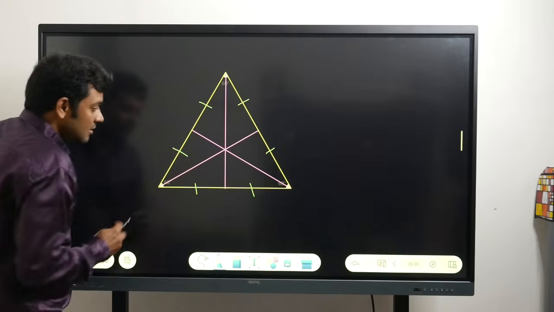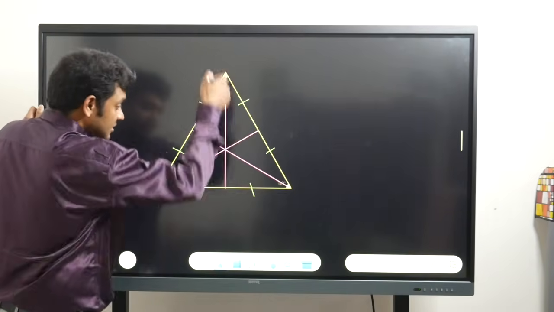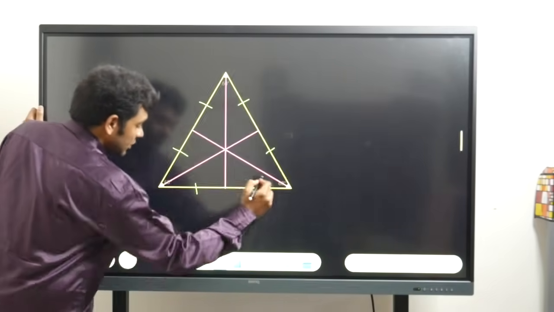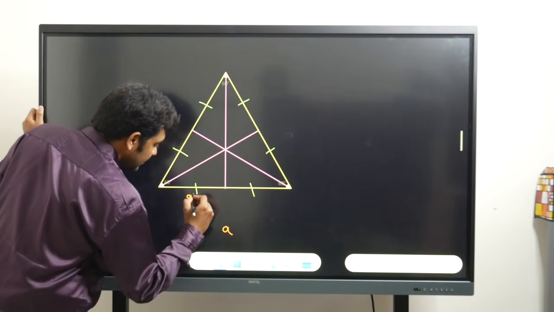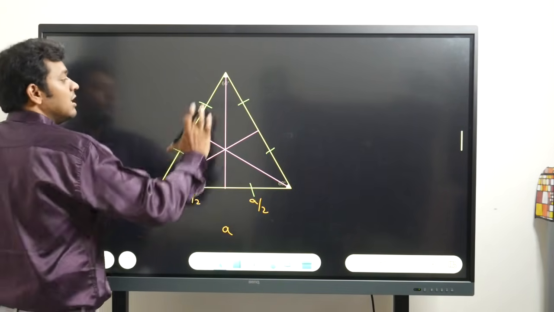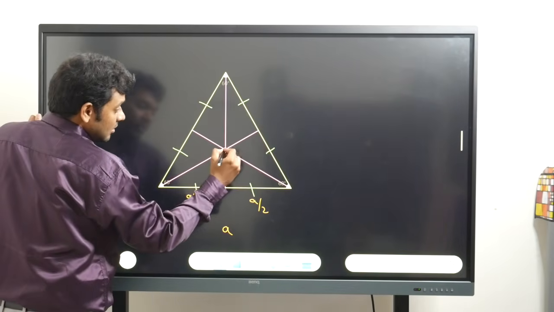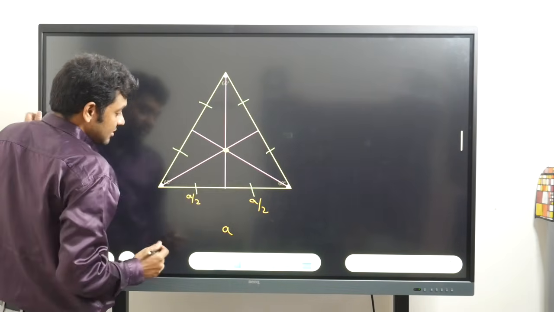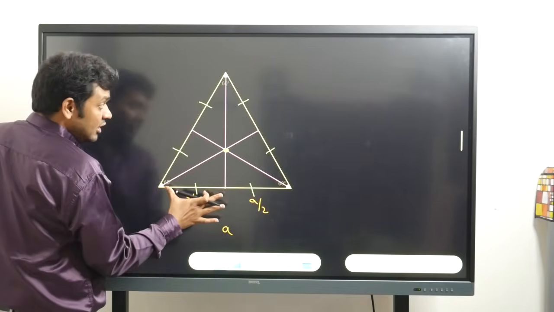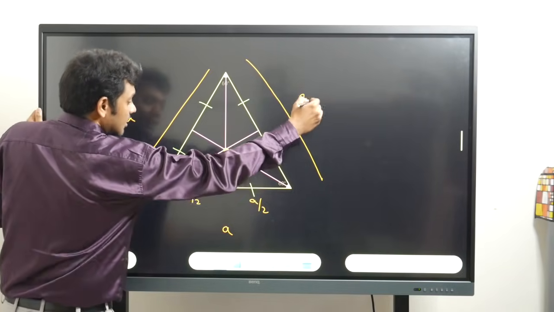Now please observe carefully. Since this total angle is 60, this median divides it into two triangles, right? Now, if this total length is A, this length is A by 2, this length is A by 2, right? So every portion is A by 2, A by 2, A by 2, A by 2. Clear? Now, this is my point of intersection of the medians. Since it's an equilateral triangle, this total is A, this total is also A, this is A by 2.